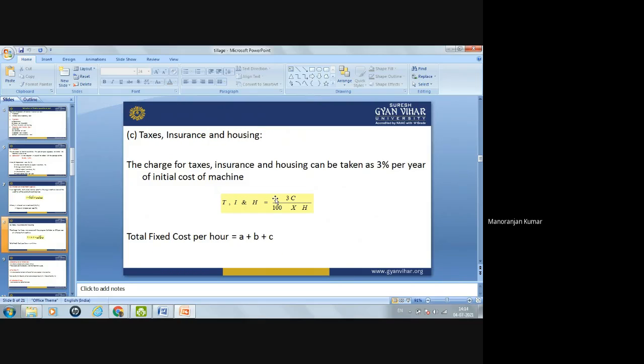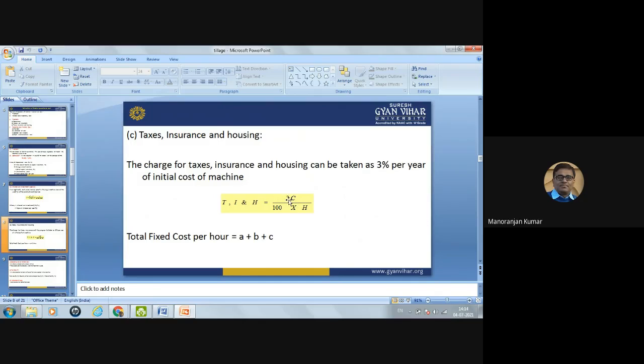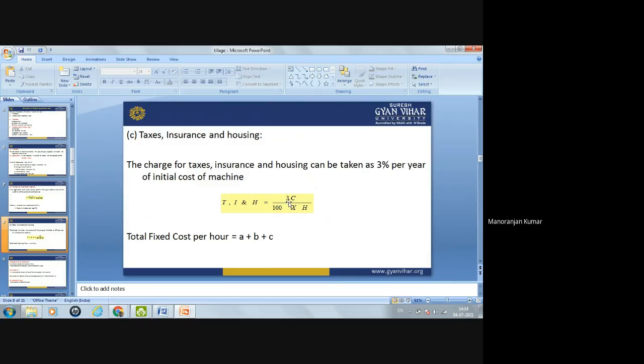Okay, and the third fixed cost is TIH: tax, insurance, and housing. Here you can calculate it as 3C by 100 into H. Why is 3 there? Because you are calculating 3 items here, so that's why 3 is put here. So 3C by 100 into H, where C is the capital value in rupees and H is the number of working hours per year.